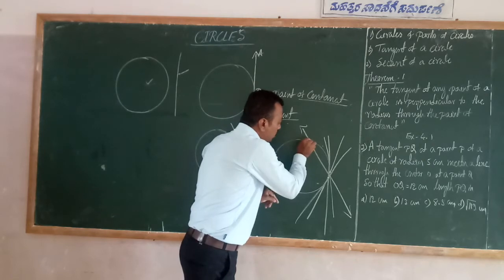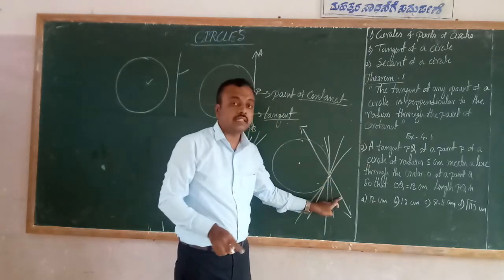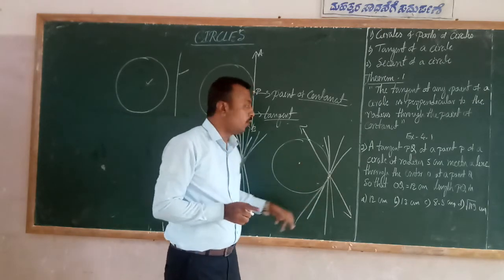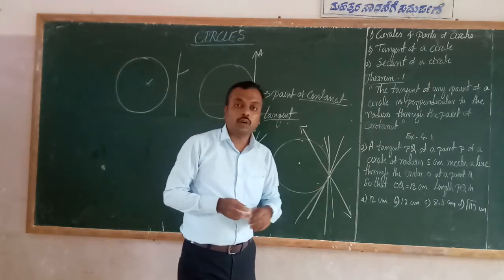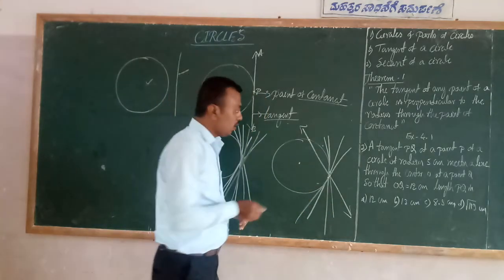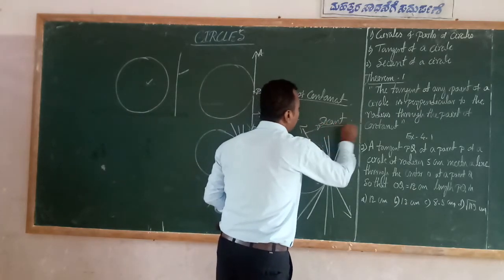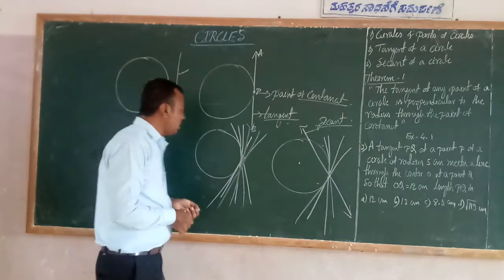So this point and this point, 2 points, these lines are intersecting a circle at the 2 points. Therefore, this is not a tangent. What about this line? This is called a secant. What do we call a secant of a circle? What do you mean by secant of a circle?